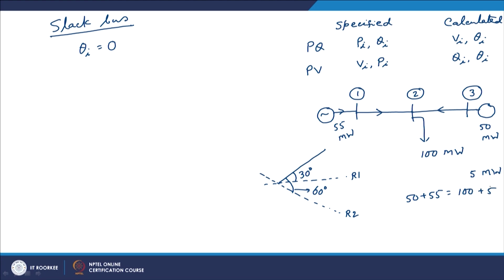This is perfectly fine, but unfortunately we do not know what is the value of current flowing through this, because this value of current would be again dependent on the value of the voltage at bus 1, bus 2 and bus 3. So then therefore, until and unless we are able to calculate the value of voltage, both magnitude and angle, at bus 1, bus 2 and bus 3, we would just not be able to calculate the value of current, and because we would not be able to calculate the value of current, we would not be able to calculate the value of loss occurring in these two lines a priori.